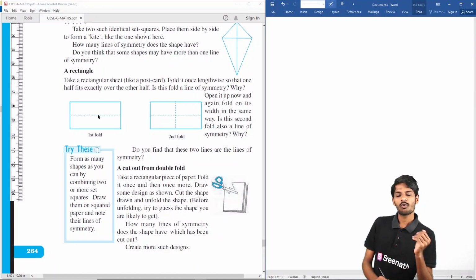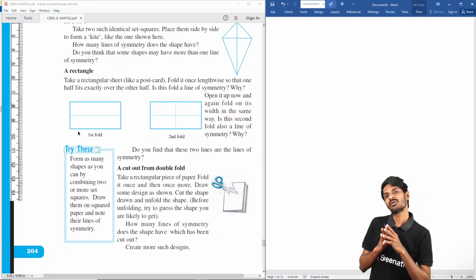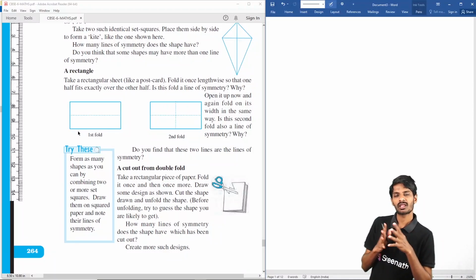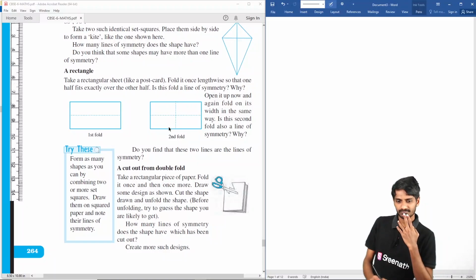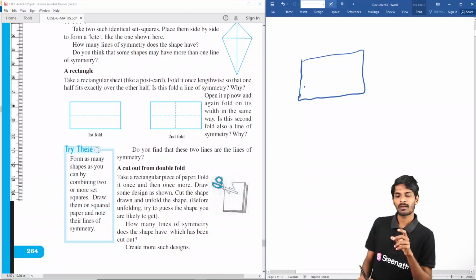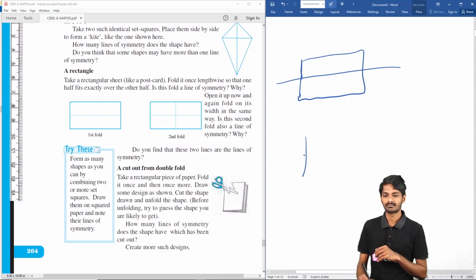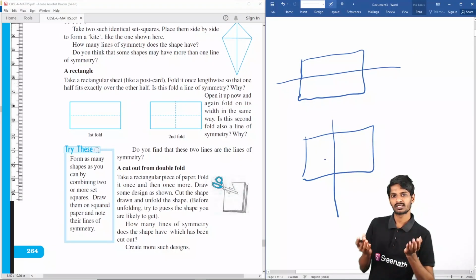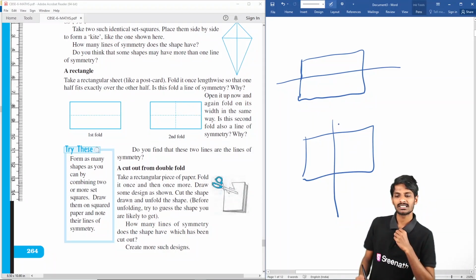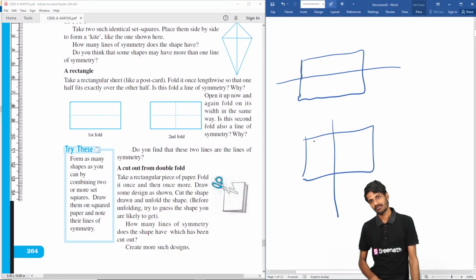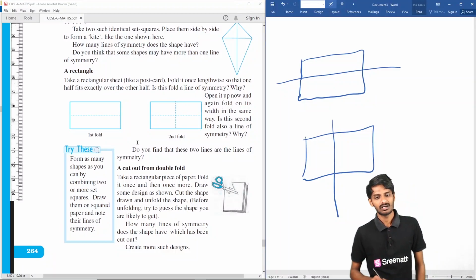Now open it and again fold it along its width. So after you have folded it two times, after unfolding it, see the folding lines. By observing it, you can say it has two lines of symmetry. If it is the rectangular paper, then this is the line of symmetry, and again if you fold this rectangular paper along its width, it is the second fold, so it is the second line of symmetry. So here we are getting two lines of symmetry for the same object. Okay, two lines of symmetry.